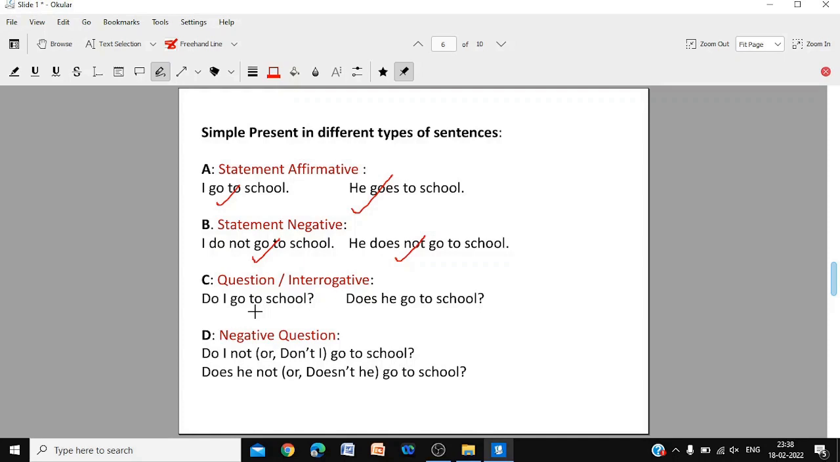Question. Do I go to school? Does he go to school? And a negative question. Do I not go to school? You can also say, don't I go to school? Does he not go to school, or doesn't he go to school? That's a negative question.